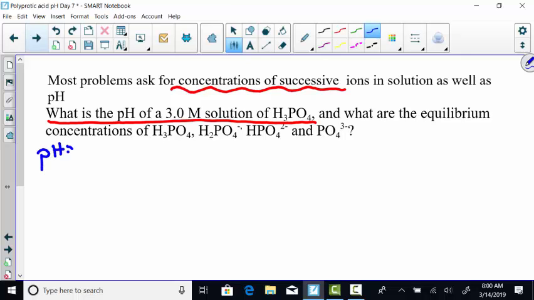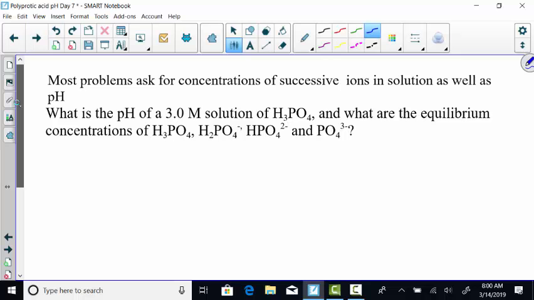So we want to find out what the pH of the entire solution is. We also want to find out what the ending concentrations of all of these ions are. So we're just going to jump into this problem. At any point in time, if you need to pause this to write stuff down, you'll need to do that. So, the first thing is, we are starting with this H3PO4.